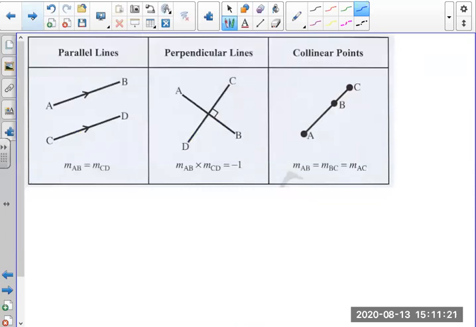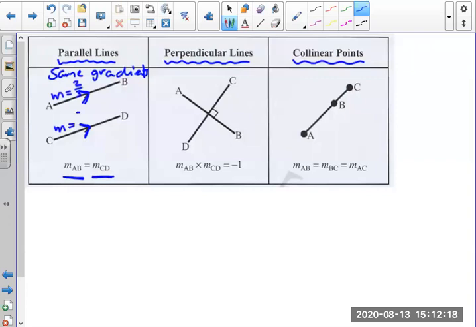Then, when will you use gradients? Whenever they ask you anything about parallel lines, perpendicular lines, or collinear points, then you know you're going to calculate gradients. Okay. Now, why is that important? Parallel lines, remember what I said, what does gradient mean? It means how steep the line is. Now, if you have parallel lines, don't they have the same steepness? That's what parallel lines mean. So that means the parallel lines have the same gradients. So parallel lines have equal gradients. So if this gradient is, say, 2/3, then this gradient will also be 2/3.